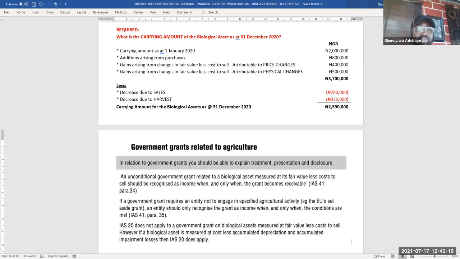And if a government grant requires an entity to engage in specified agricultural activity, an example is the European Union sets aside grants for Greek businesses. An entity should only recognize a grant as income when and only when the conditions are met, which means you don't recognize a grant over time, you recognize a grant at a point in time, either initially when there's no condition attached to it, or after all of those conditions have been met.